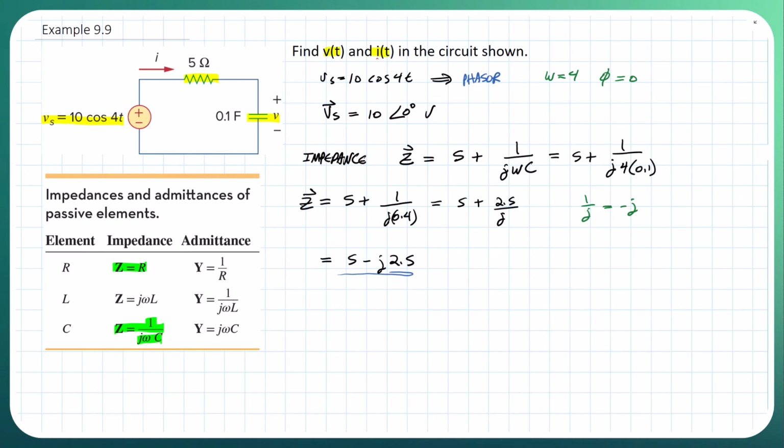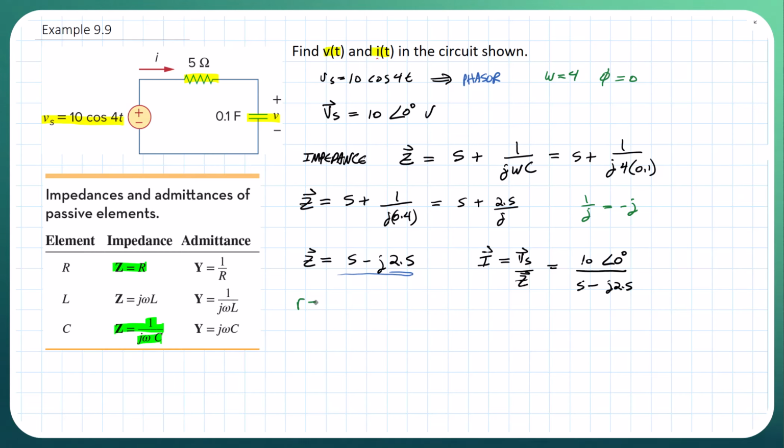Now, the other thing we know is that I is going to equal Vs over Z. We know our Vs and we just solve for Z. So our Vs is 10 at an angle of 0, and here 5 minus j 2.5. Just like in the other problems, we just need to change formats, and it's your preference which format you like to work with.